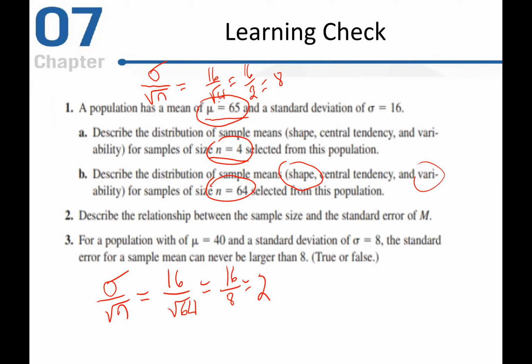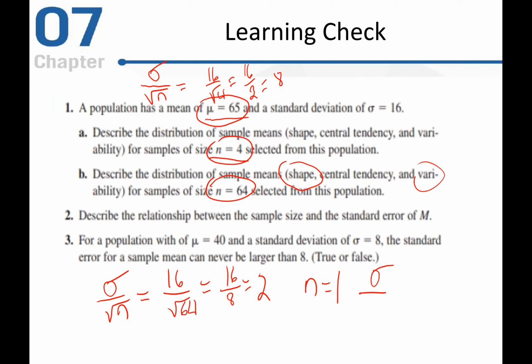All right, and so the third question is, for a population with a population mean of 40 and a standard deviation of 8, the standard error for a sample mean can never be larger than 8, right? Well, that is going to be true, right? And that's because if we had a sample size of 1, the standard error is going to be 8. So if we don't remember this, we can just try it out.